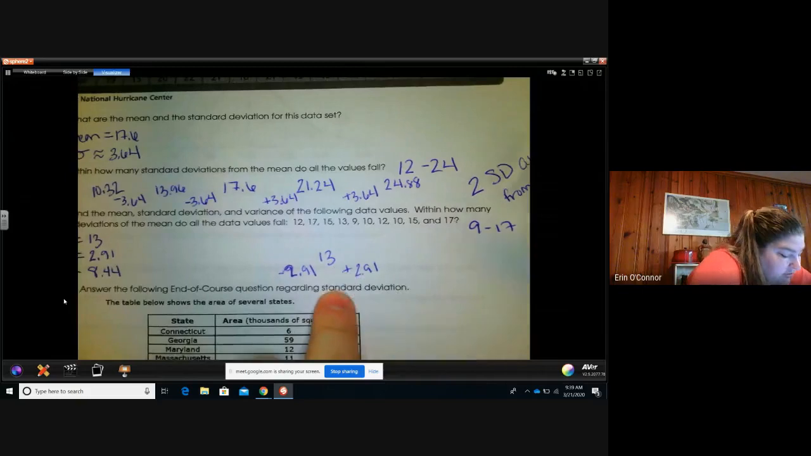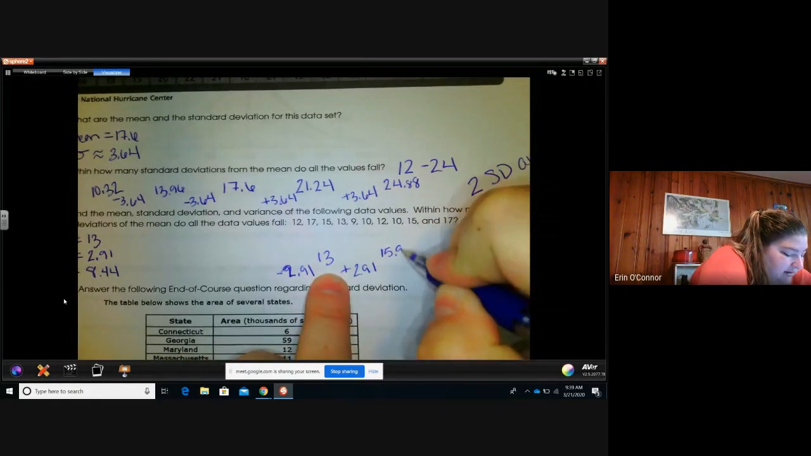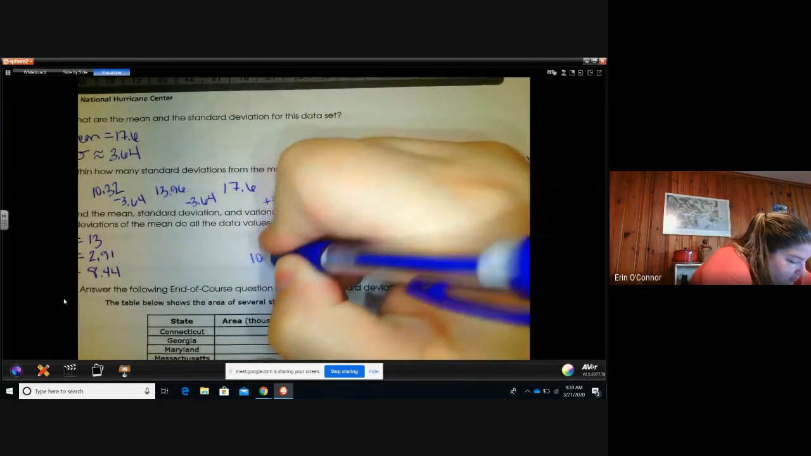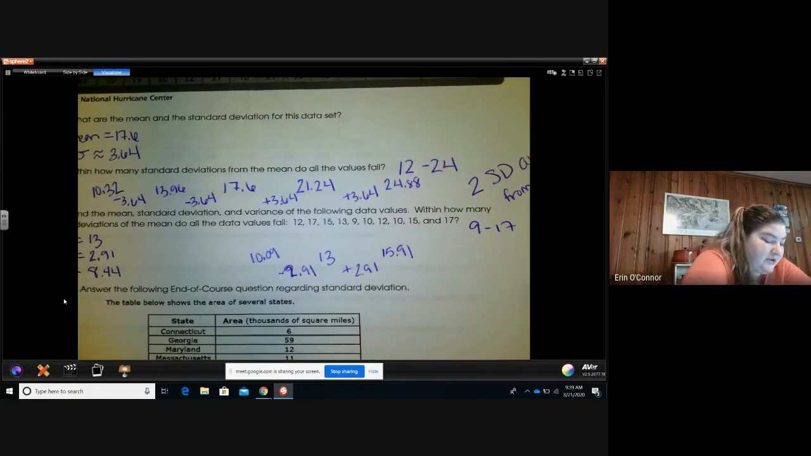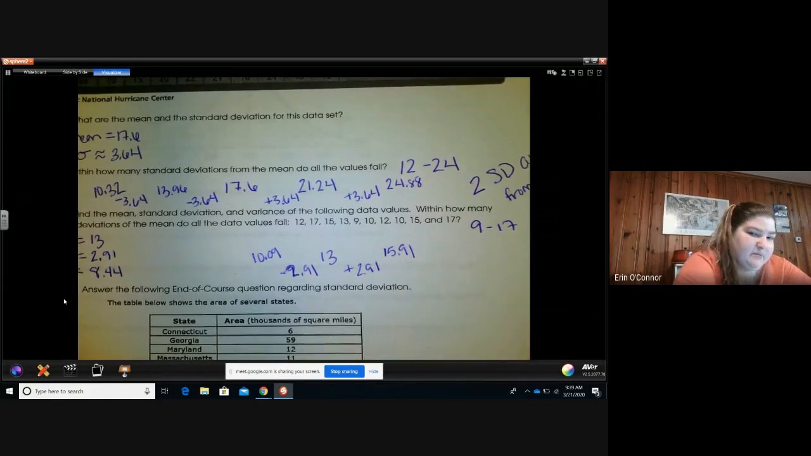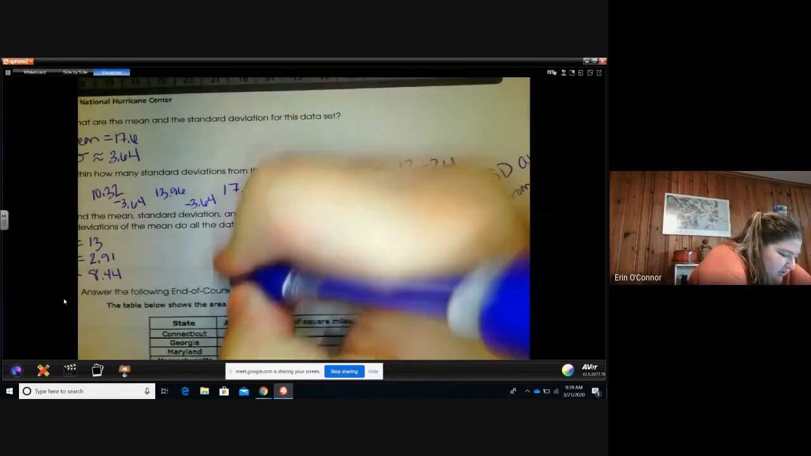So when we add 2.91, 13 plus 2.91 is 15.91. When we subtract it, we get 10.09. So I added and subtracted from the mean. Are we between 9 and 17? Not quite. We're at 10.09 and 15.91. So we're going to go one more standard deviation on either side.